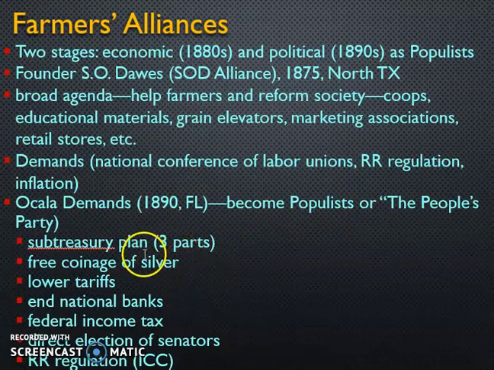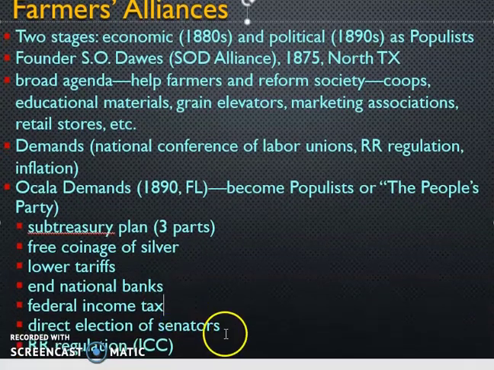They've got these ideas. I think the text will cover some of this. It's hard to explain quickly. The sub-treasury plan. They want more money in circulation, so that's a greenback issue from way back. They want lower tariffs. They want to end national banks. They want a federal income tax, direct election of senators.